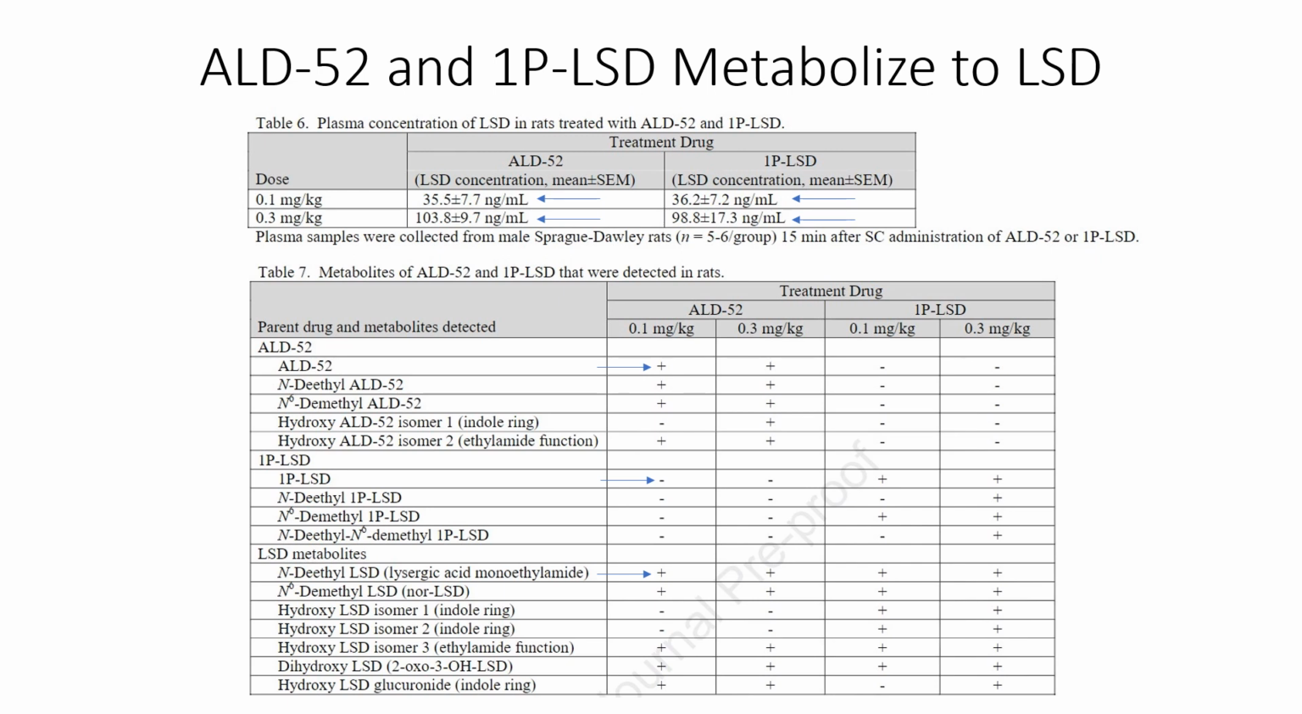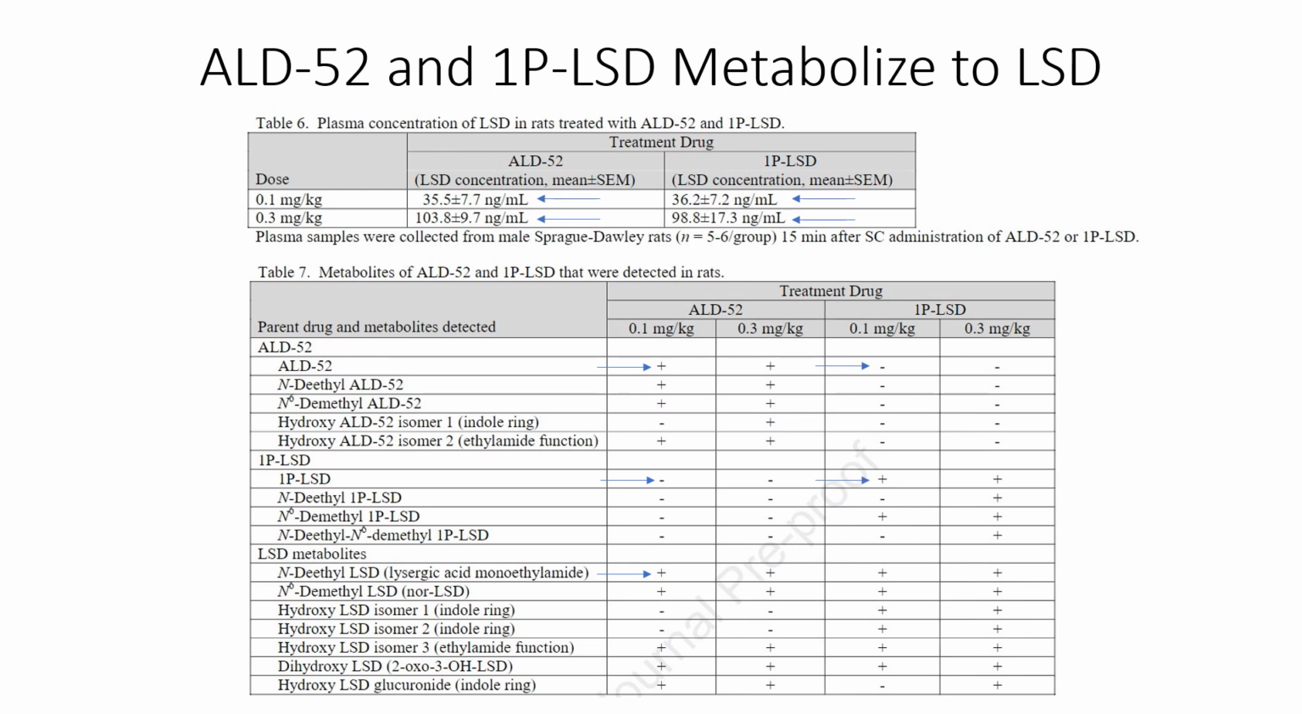Furthermore, if we inject 1p LSD into an animal, we cannot detect ALD52. This would indicate that the conversion of 1p LSD does not go through the ALD52 intermediate of cleaving off one carbon, but in fact goes through the intermediate of cleaving off the whole acetyl group.